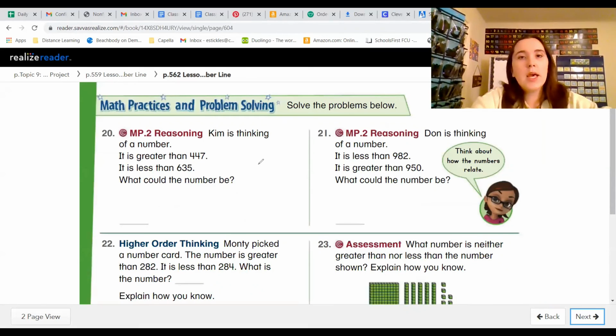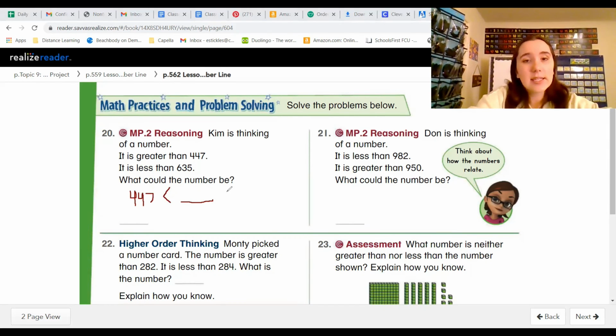Okay, let's look at number 20. It says Kim is thinking of a number. It is greater than 447. It is less than 635. Here's how we're going to set this up. We know that the number has to be bigger than 447. So I'm going to say 447, and our number is going to go after it because it has to be greater than 447, which means this symbol would go this way facing our number that we have to pick. But it also has to be less than 635. So then I'm going to put 635 after our number because it has to be bigger than our number. And that means this symbol, comparing those two, would have to face 635.